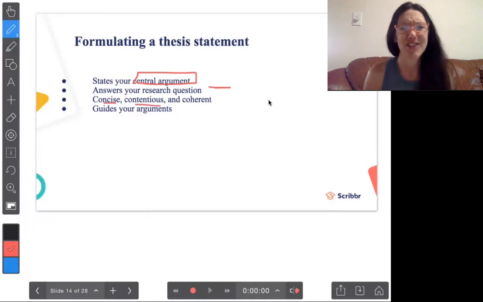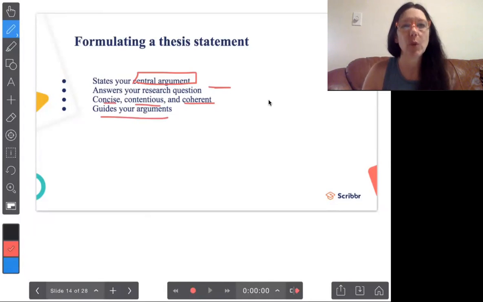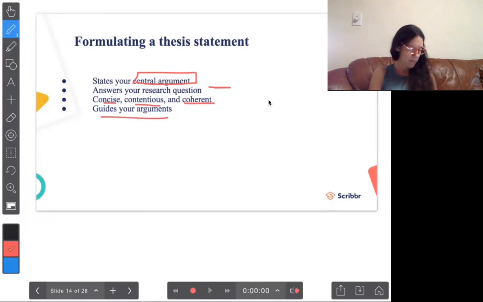Concise, contentious seems like an odd word to put in there. Coherent, I like, right? Understandable, concise, and short and sweet. Contentious, I always thought that was kind of, all right. And then it guides your arguments or guides the rest of your paper.